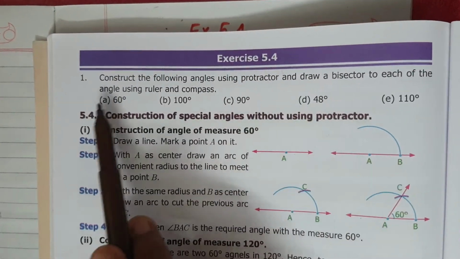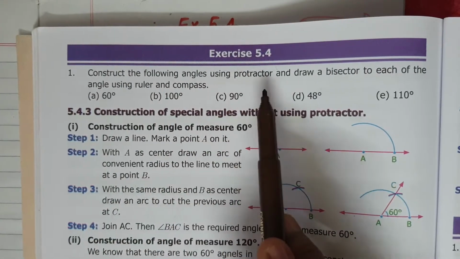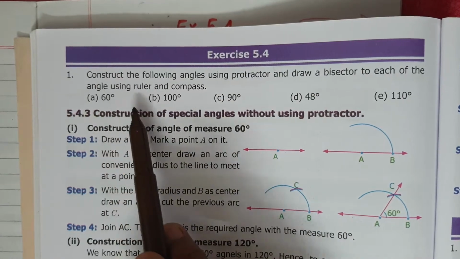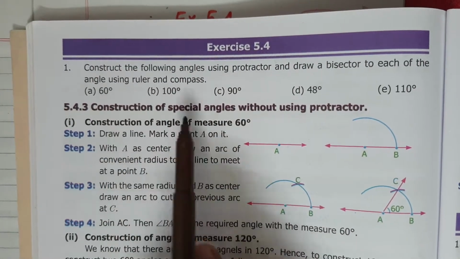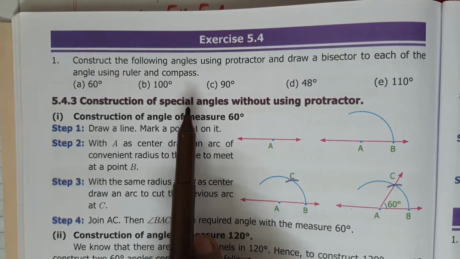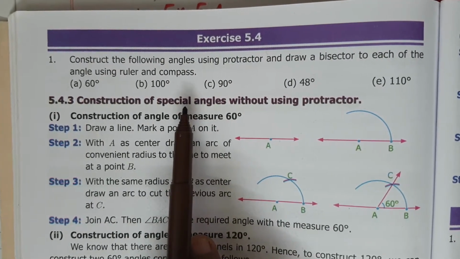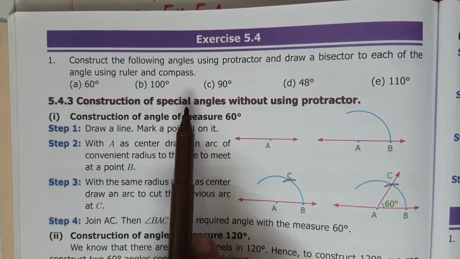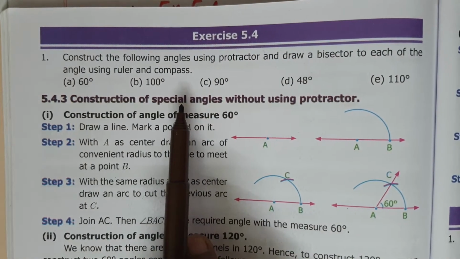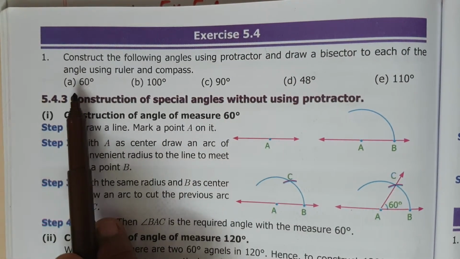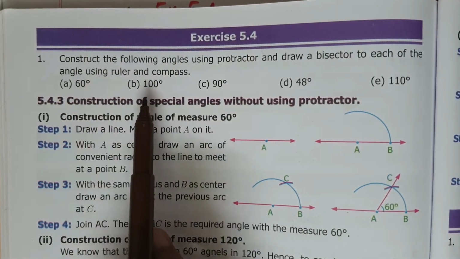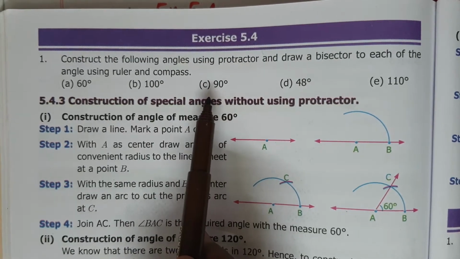See now exercise 5.4. Construct the following angles using protractor and draw a bisector to each of the following angles using ruler and compass. So here they are asking you to draw the angle by using protractor, and you have to bisect the angle, which is called the angle bisector. Okay. So like perpendicular bisector, where the given measure is equally divided into two, likewise the given angle will be split equally into two. 60 means 30, 30 it will split. 100 means 50, 50. 90 means 45, 45, like the remaining.